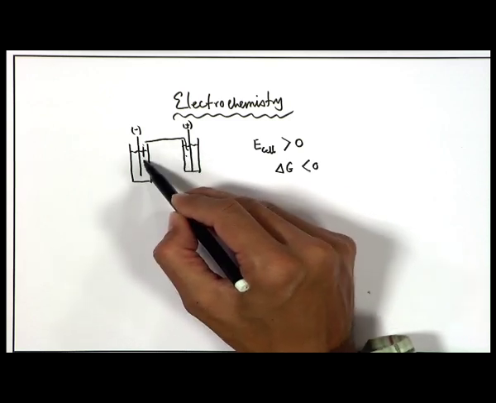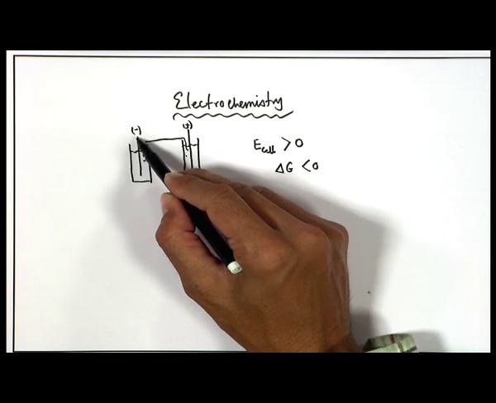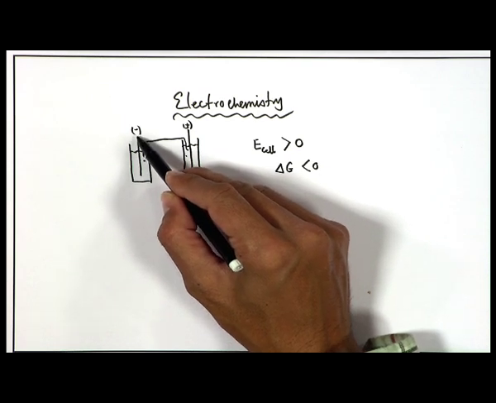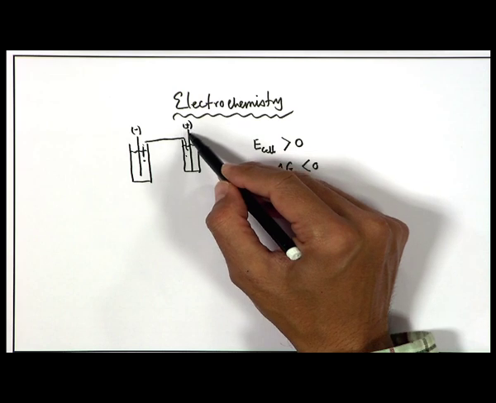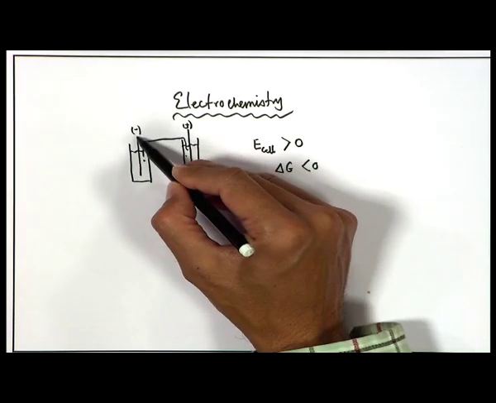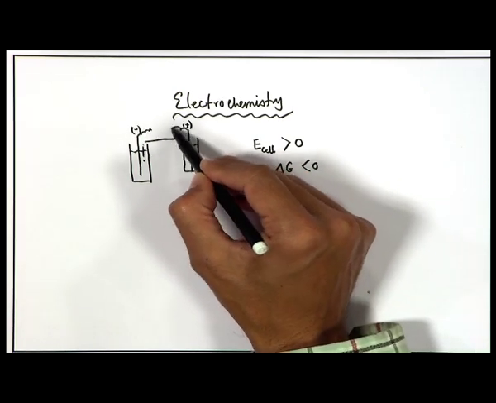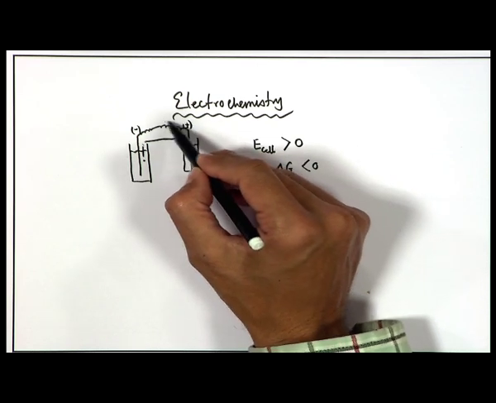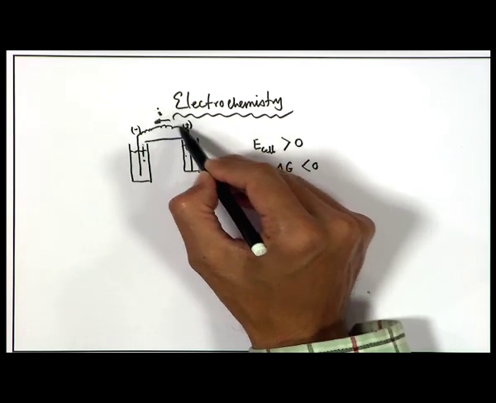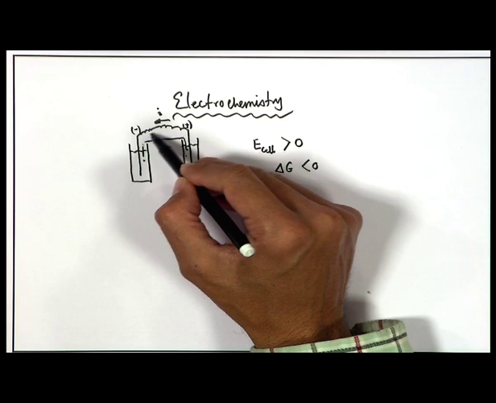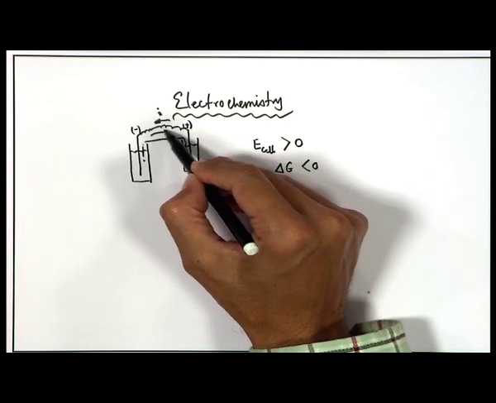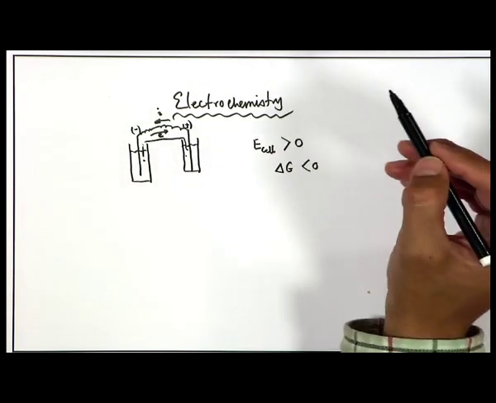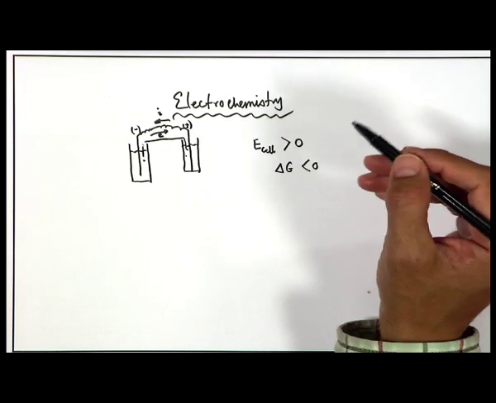So with respect to this one, it will acquire some negative potential, and this will acquire a positive potential. Therefore, if you connect with a wire from an external source, current will flow from here to here, and electrons will flow like this. So these redox reactions are very important.